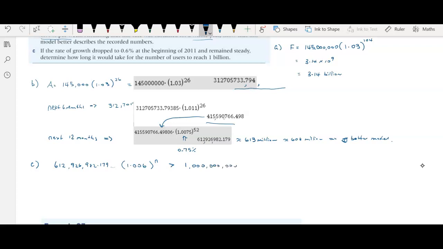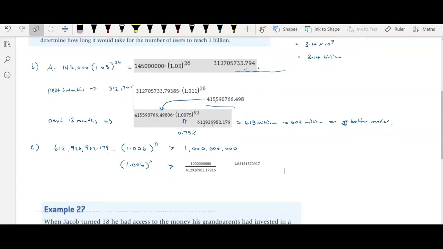That's a million, and that's a billion. So we're going to take this billion, divide it by this 612,000. So this is 612 million, and then we'll have 1.006 to the power of n is greater than this. So I'll just do a bit of work on that.